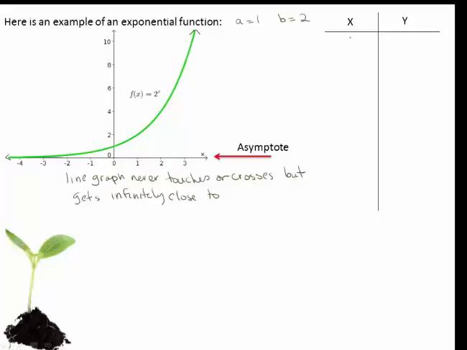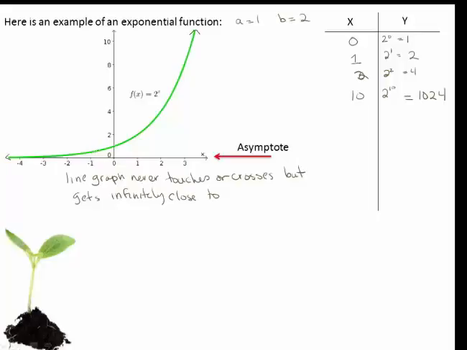So if we do some examples, when x is 0, we get 2 to the 0, so that's 1. When x is 1, we get 2 to the first, so that's 2. When x is 2, we get 2 squared, so it's 4. If x was 10, we'd have 2 to the 10th, which is 1024. So you can see it gets very large very quickly.